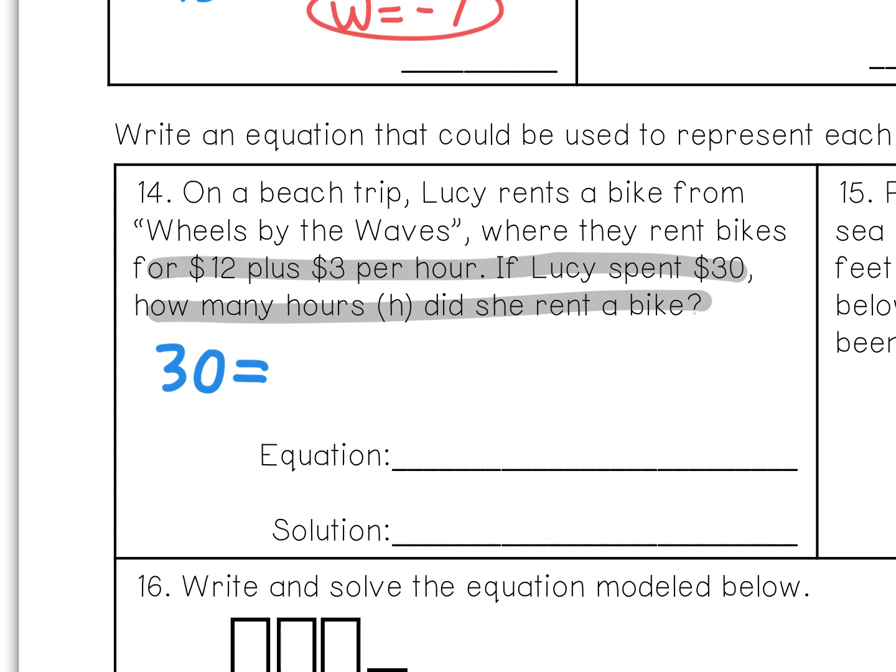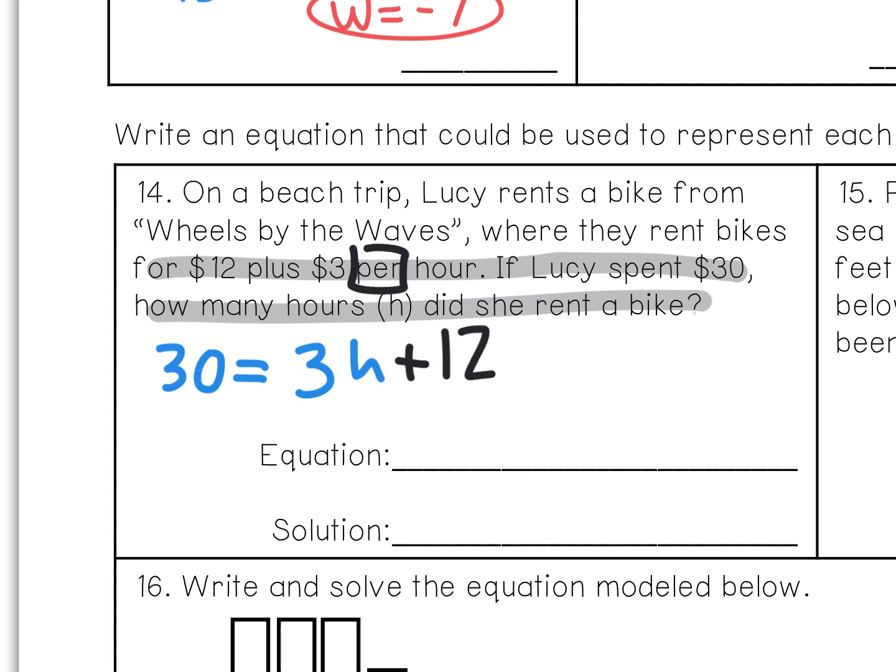3H. Okay, who said that? Alex says 3H. Why is it 3H? What's that key word? Per hour. Okay, so $3 per hour is 12 plus 3 hours? Plus 12, yep. So 12 is the base cost, and then every hour after that is $3 more.